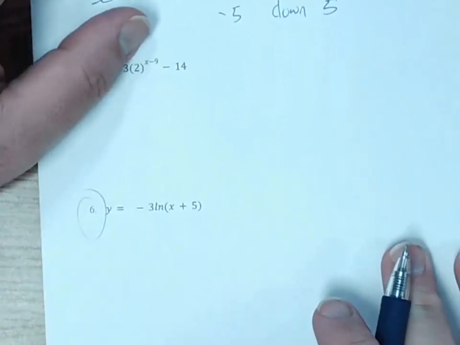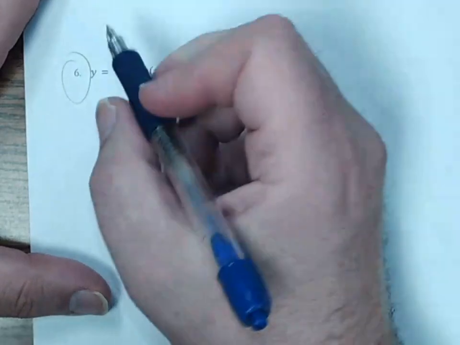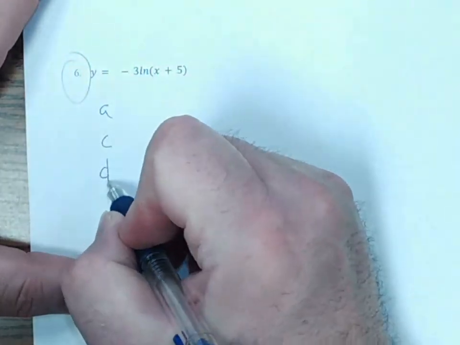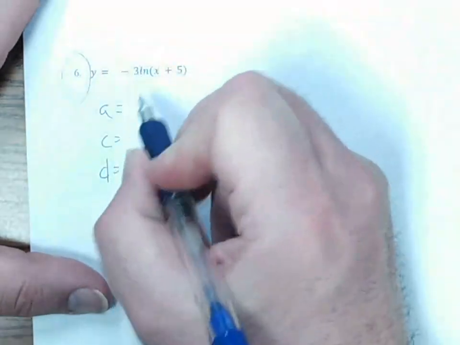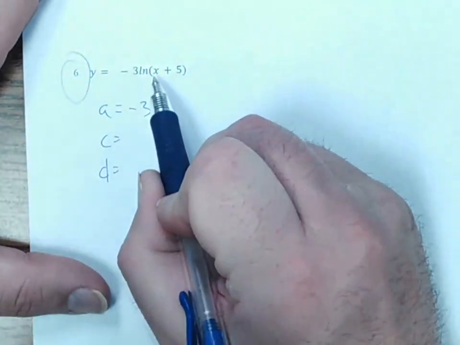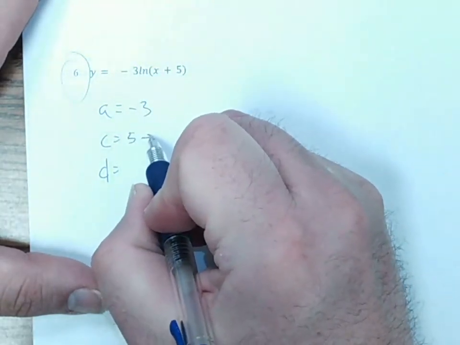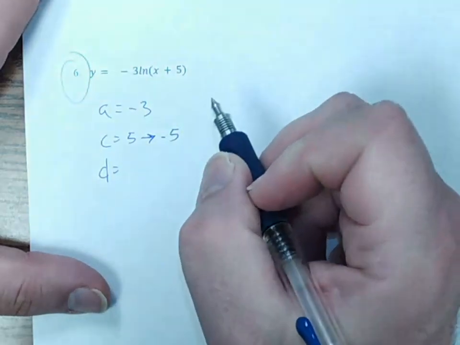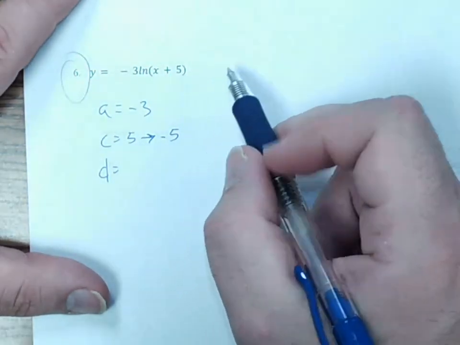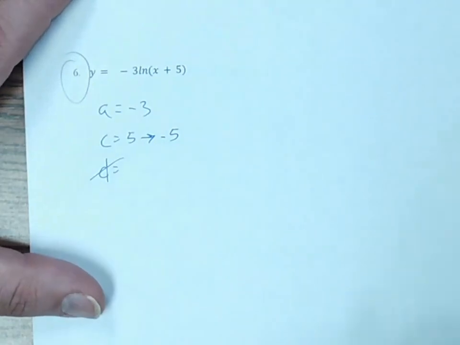Then lastly, we've got number 6. Here we go. Let's identify our A, our C, and our D. A will be -3. C is inside the parentheses here. It looks like it's 5, but remember we always change the sign, so it's actually -5. And I don't see a D on the end there, so we don't need to worry about D.